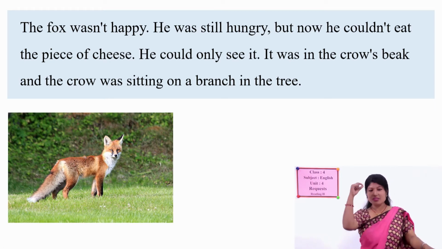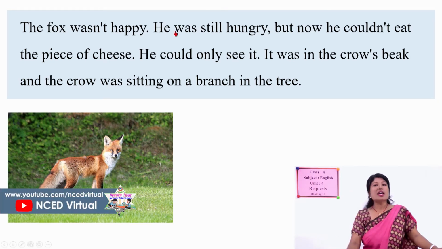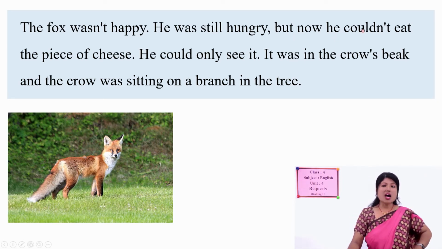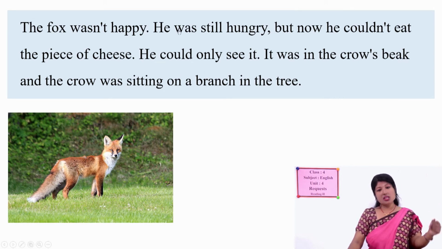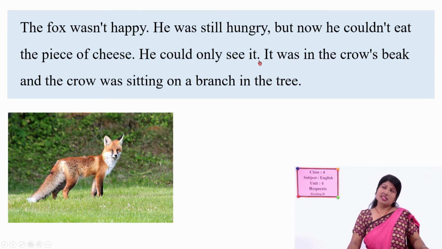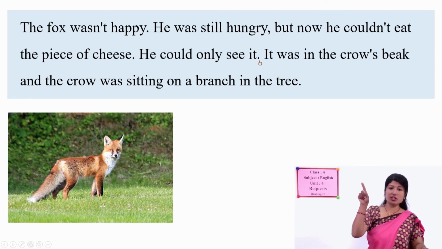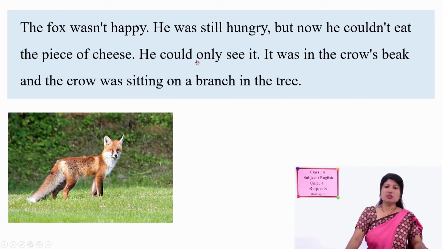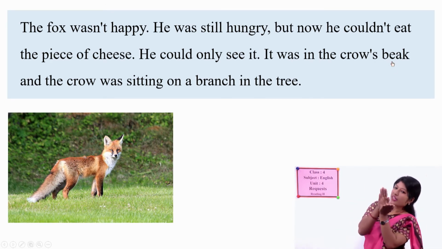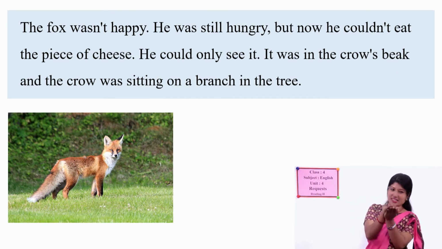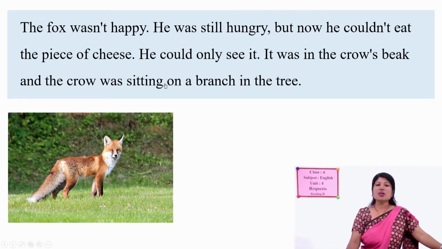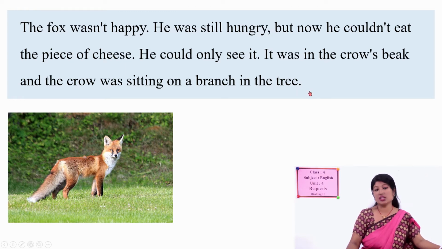Not happy, but sad. He was still hungry, but now he could not eat the piece of cheese. How could he eat? He could only see it. He was looking up at the tree. It was in the beak of the crow, right? The crow was sitting on a branch in the tree.